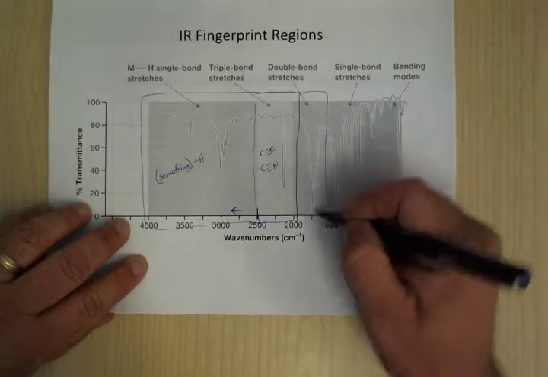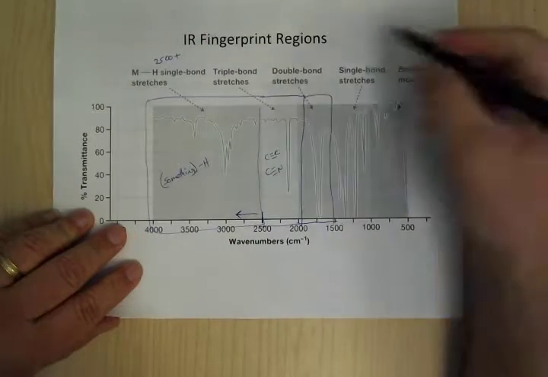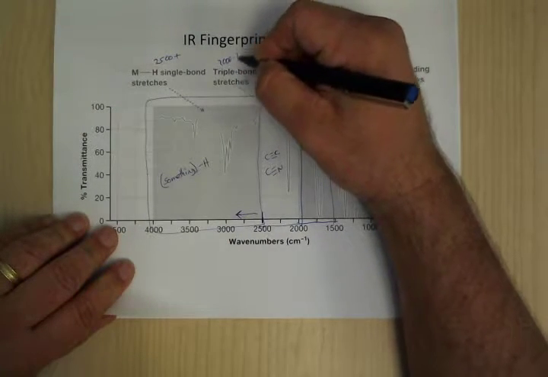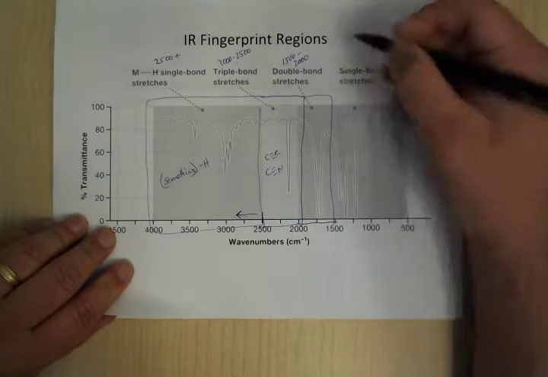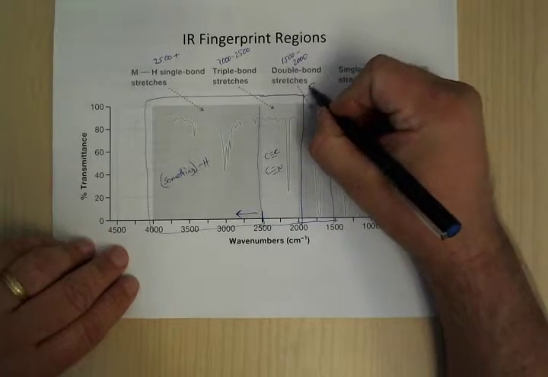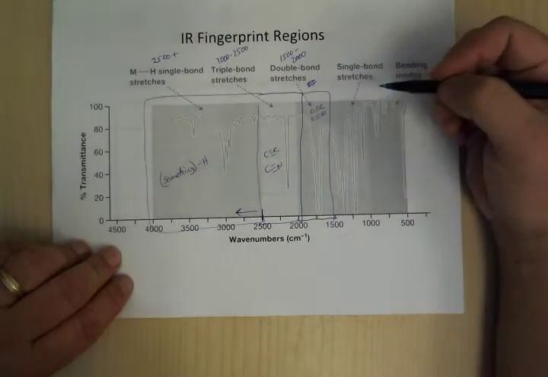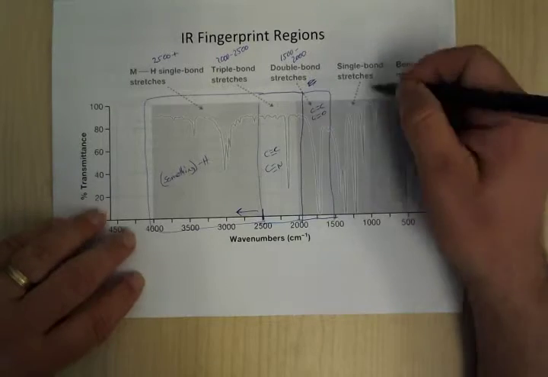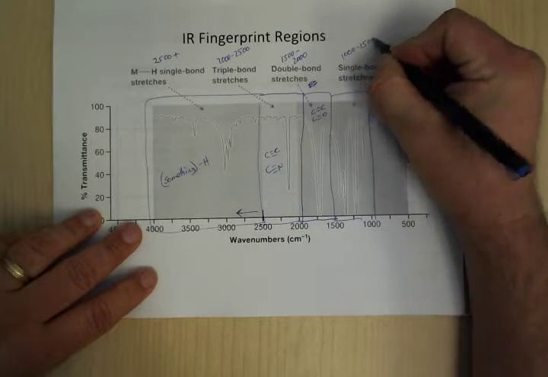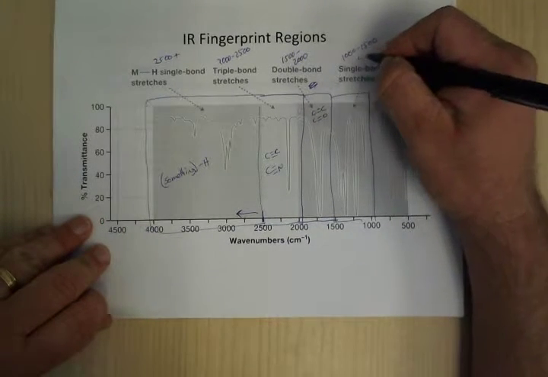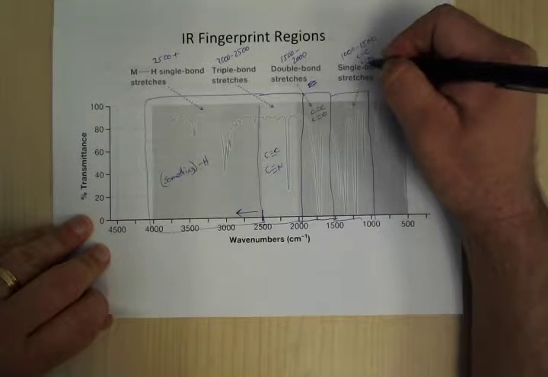So above 2500 is bonds to hydrogen, and from 2000 to 2500 you're dealing with triple bonds. From 1500 to 2000, you're dealing with double bonds: C double bond C in alkenes, and C double bond O's are going to pop up, things like that. And from about 1000 to 1500, you're dealing with single bonds. So these are going to be carbon-carbon single bonds, CN bonds, CO bonds, things like that.